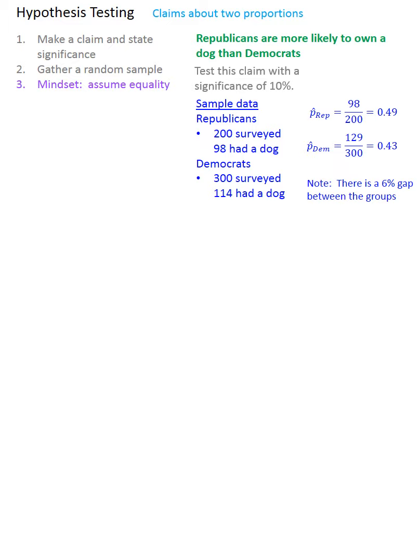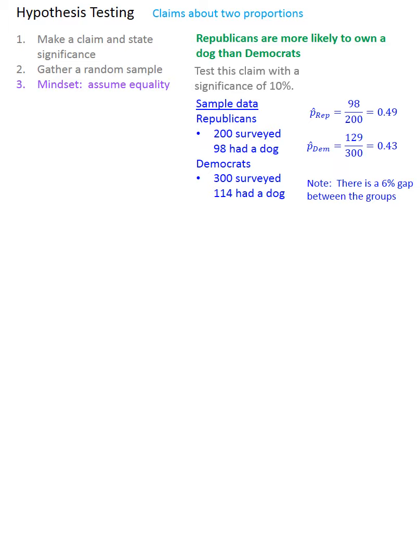Well, as usual, we'll start our 5-step hypothesis testing by noting that step 1 and 2 have already been done for us. And if you're a student in a statistics class, step 1 and 2 will almost always be done for you. The claim and significance will be stated in the problem. The random sample will already have been gathered and the results printed in the problem.